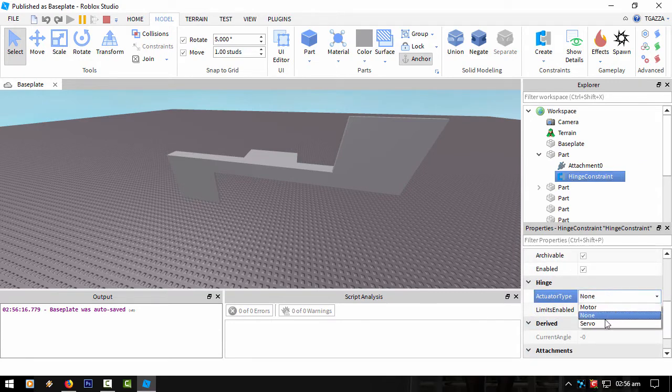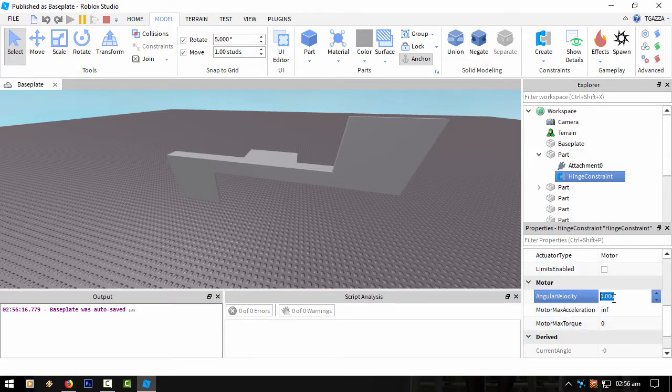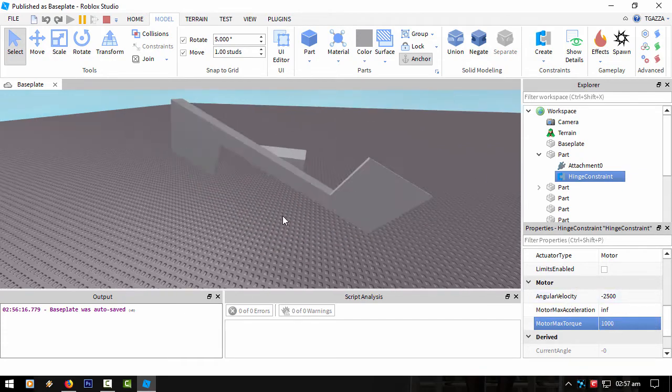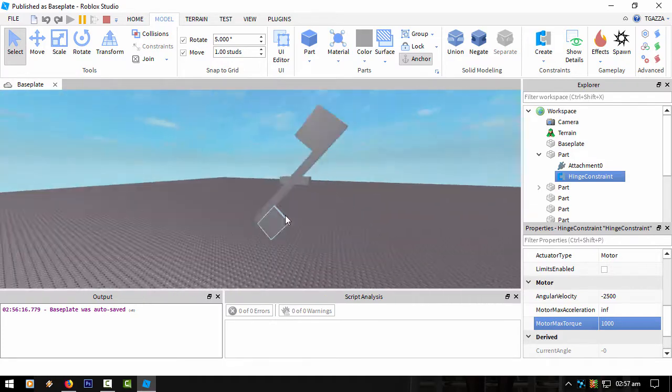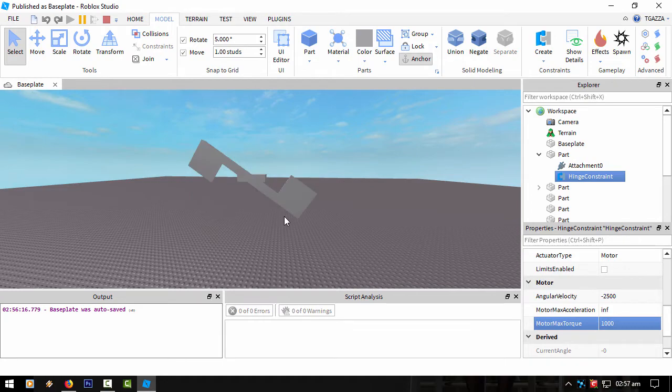Since we want a propeller to go round, let's choose motor, angular velocity of, let's say 250, motor max torque, let's say 100, wrong way round. Nope. Let's actually put a few more zeros on that. There you go. And there we go, it continues speeding up until it gets to the angular velocity, or very, very close to it.